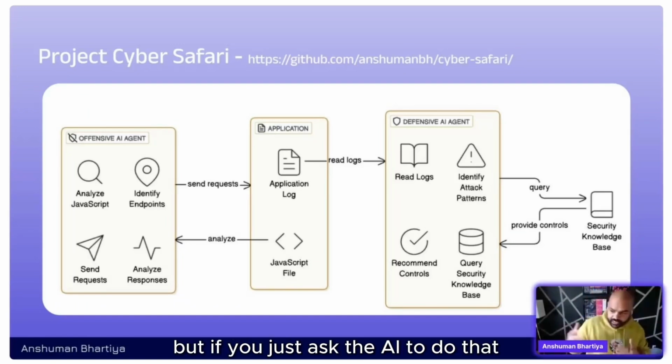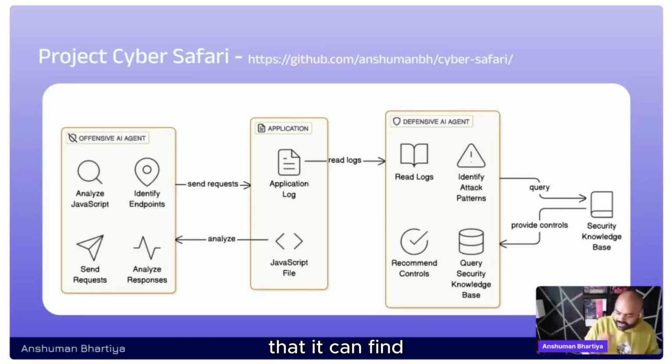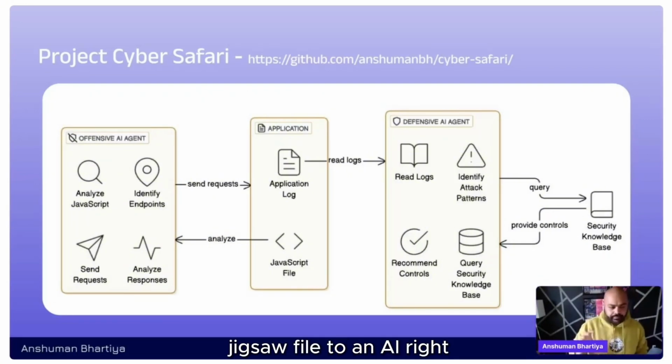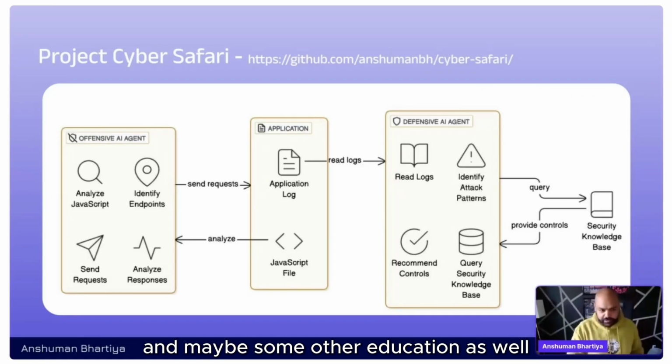But if you just ask the AI to do that, it has the level of intelligence that it can find some of these nuanced variations that are otherwise very difficult to automate. On the flip side, if you just provide this JavaScript file to an AI, I can guarantee that it's going to find the same endpoints that automation will, and maybe some other edge cases as well.